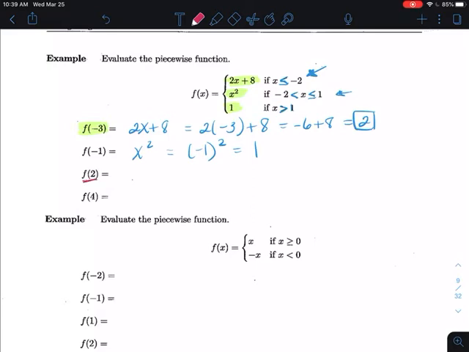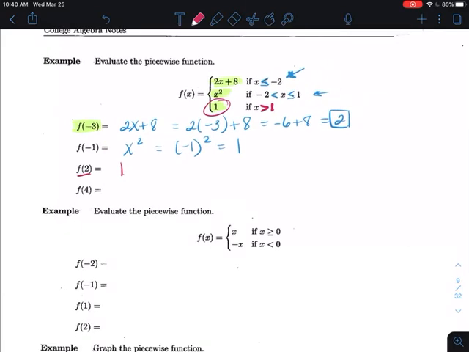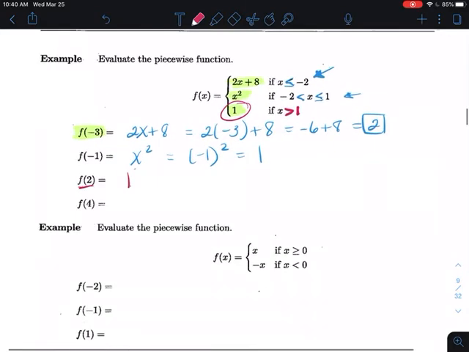And this next one says f of 2. Well, f of 2 is a number that's greater than 1. So I use this last equation, which equals 1. Well, that's it. I can't plug in 2 for x because there's no x in this equation. The answer is going to be 1 regardless. That means this is the graph. This is the piece of the graph where it's going to be constant. This means that your y value is always going to be 1 regardless of what your x value is.